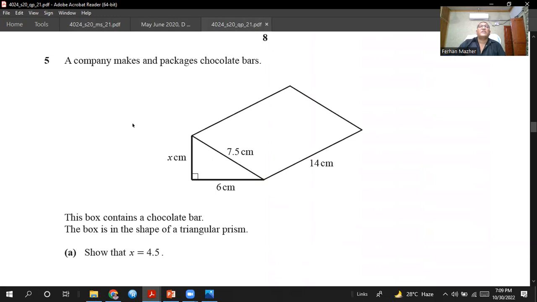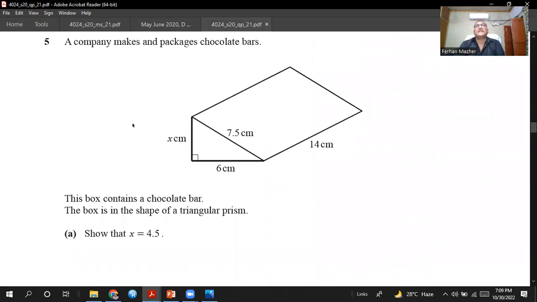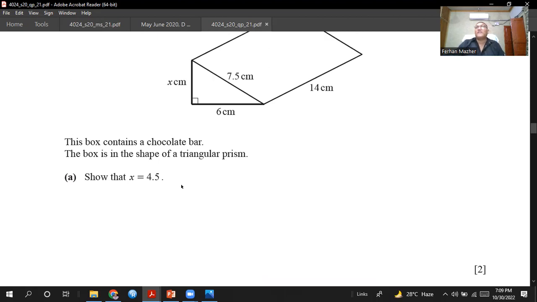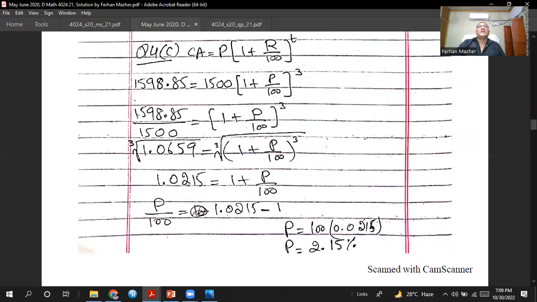The next question coming up on your screen: a company makes and packages chocolate bars. This box contains a chocolate bar. The box is in the shape of a triangular prism. Show that x is equal to 4.5. This is the base of that prism, and you can see it's in the shape of a right angle triangle. Its base is 6 centimeter. Its hypotenuse is 7.5. And this perpendicular, we don't know. I want to show that it is 4.5, so I will apply Pythagoras here, and by Pythagoras I can show that the value of x is 4.5. That's a 2 marks question, and that is question number 5.